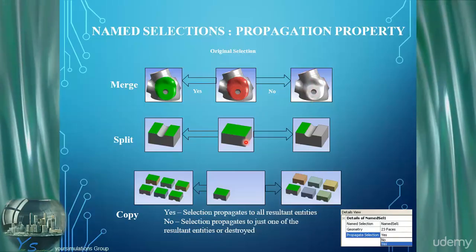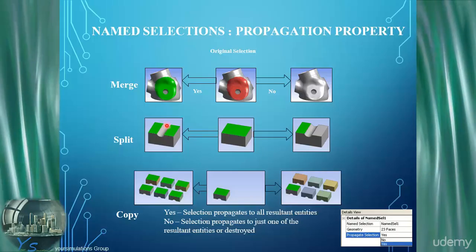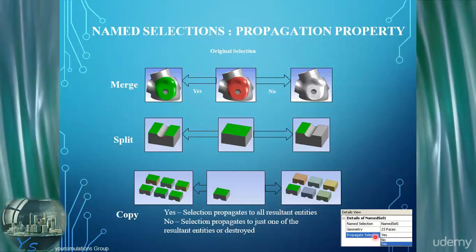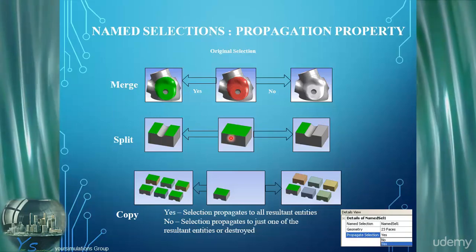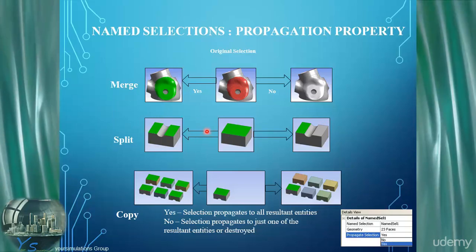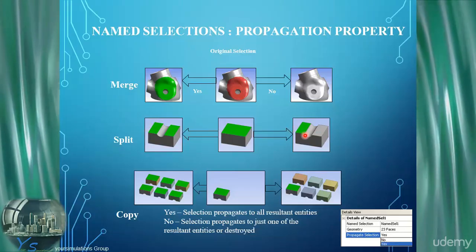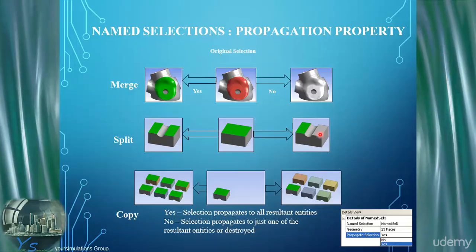If we perform a split operation here, we split this up by virtue of this slice section. If we opt for yes for the propagation of the name selection, here we've got the split name selection. If we don't, one of the 2 faces takes on the name selection. At any time we can remove the name selection and manually append faces.